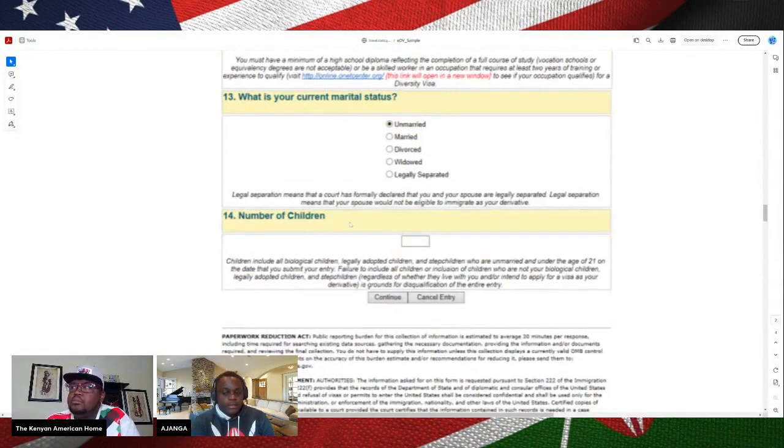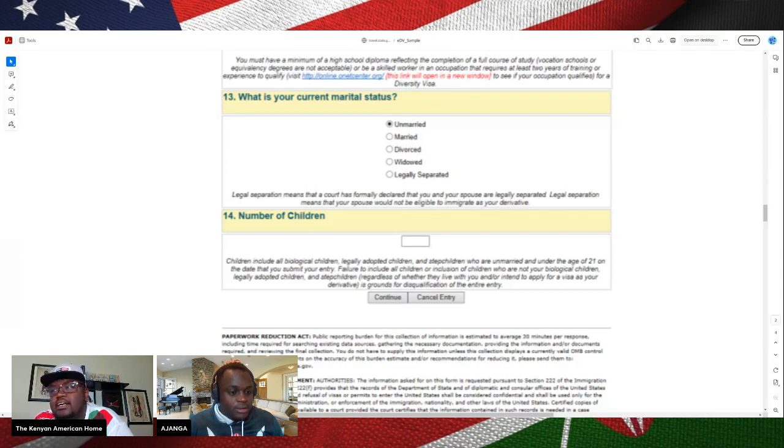Let's talk about the marital status. There is unmarried, married, divorced, widowed, legally separated. What's the difference between legally separated and divorced? Divorced means you have gone through the court and you have a divorce decree, and now your marriage is obsolete. So you're not together anymore. Legally separated is when you've gone to court, you're not divorced, but you have papers. You cannot see each other.